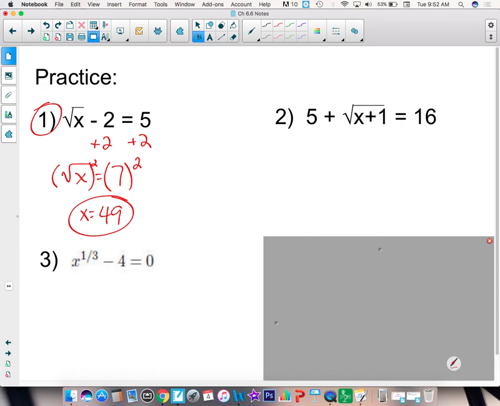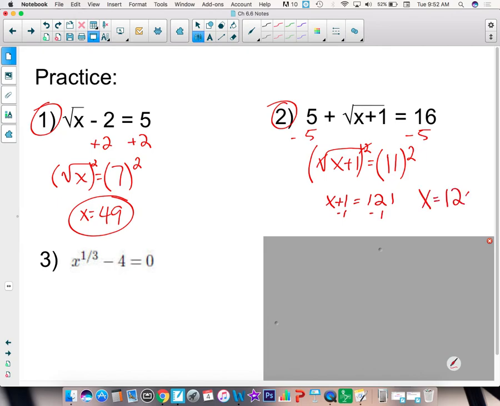So over here, number 2. So same kind of deal. We got to move the 5 over because we want to get that radical by itself. Okay, so I'm going to subtract 5. I got x plus 1 underneath the radical equals 11. Then you got to square both sides. So that gets rid of your radical. So it's x plus 1 equals 121. So minus 1, you get x equals 120. Okay, not too bad.